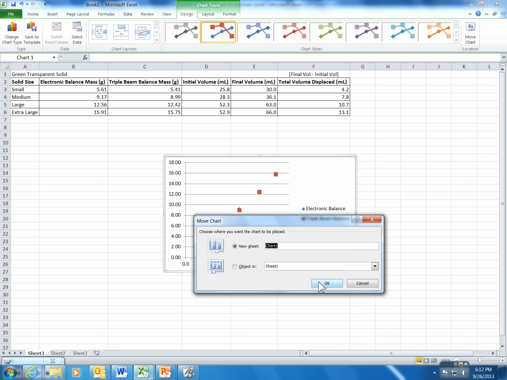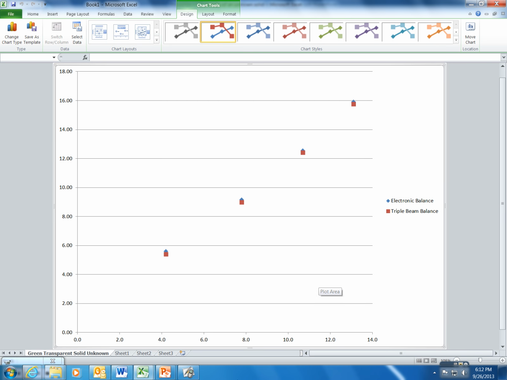And so I'm going to name it green, transparent, solid, unknown. Okay? And I'm going to say OK. And it automatically opens up. So if you look down here, you'll see that our sheet 1 is still there, but now we have this new sheet, and it's this chart here. And it opens it up, and it's nice and beautiful and easier to see.